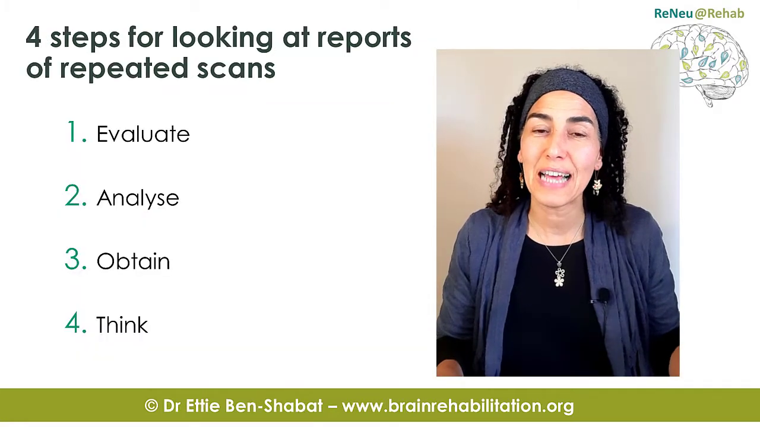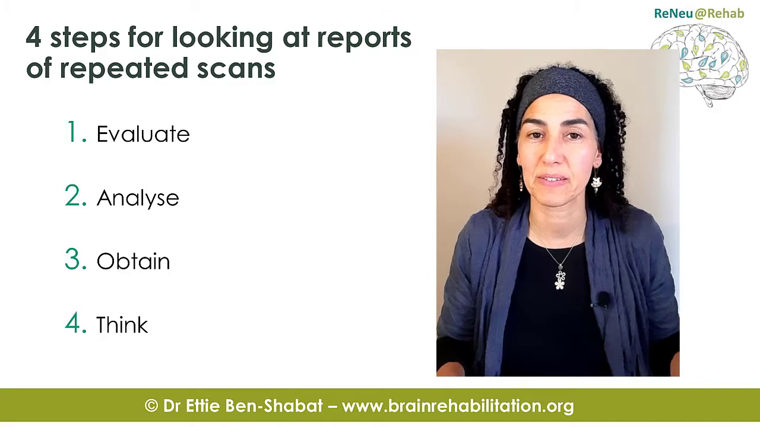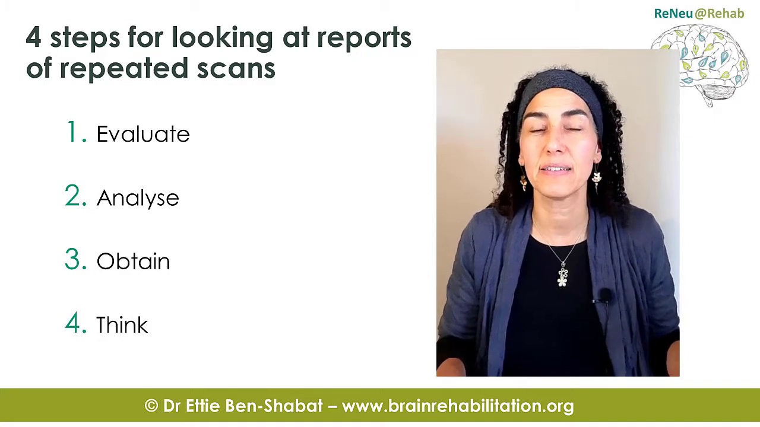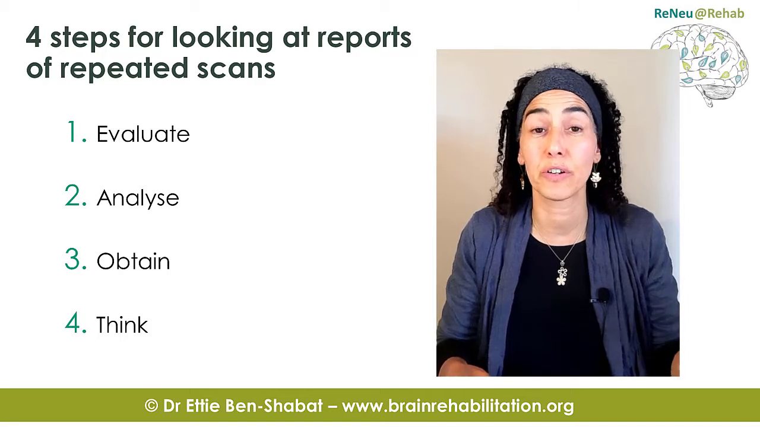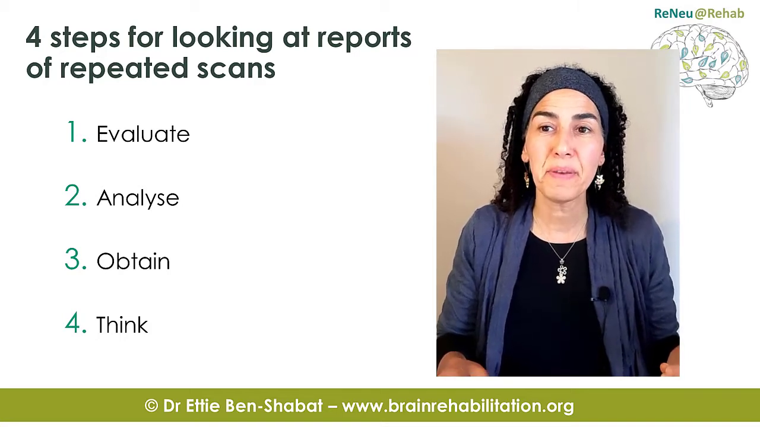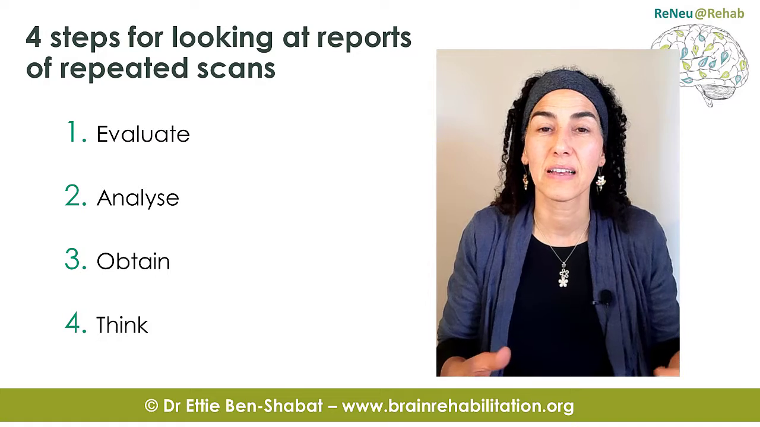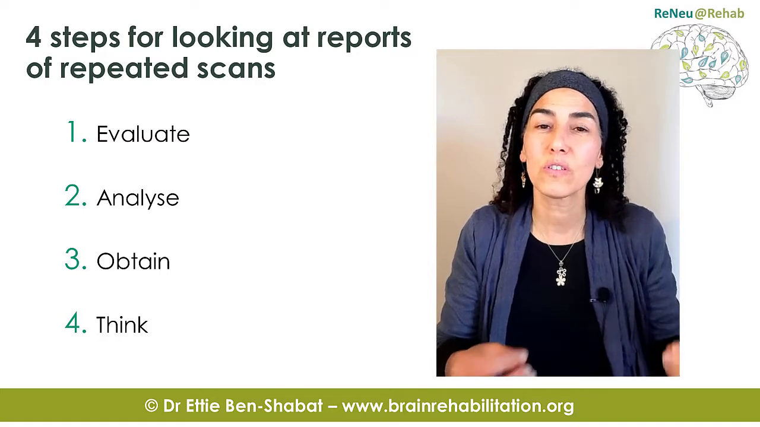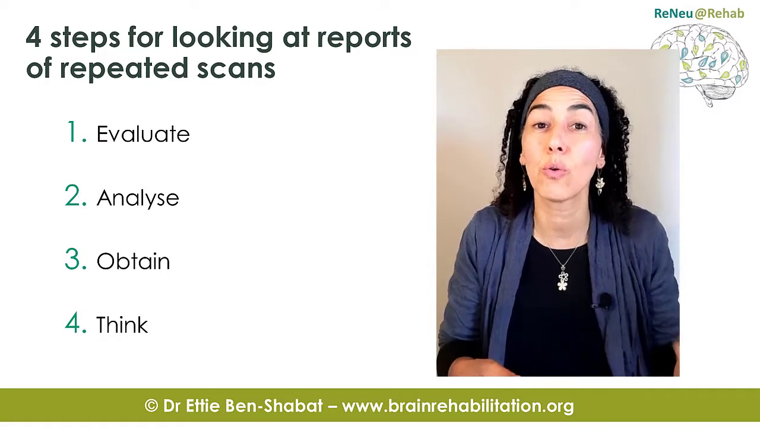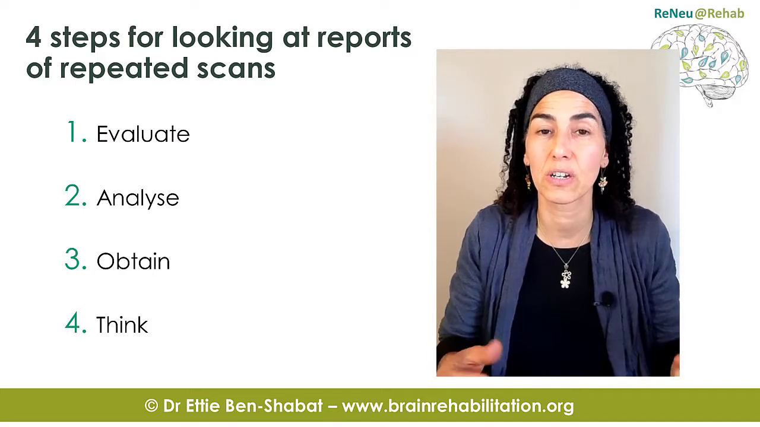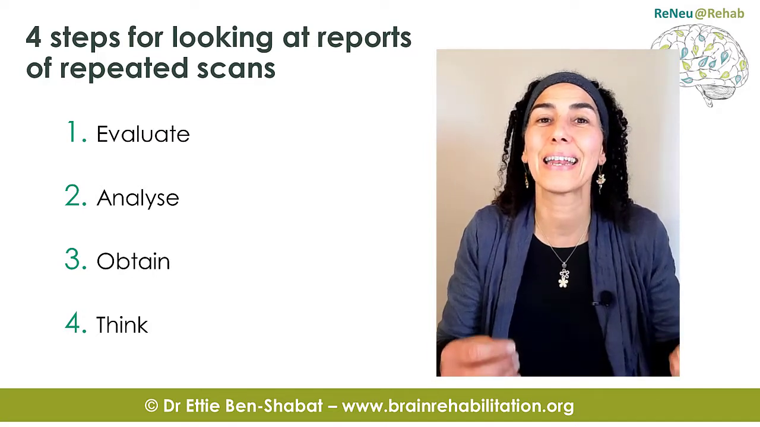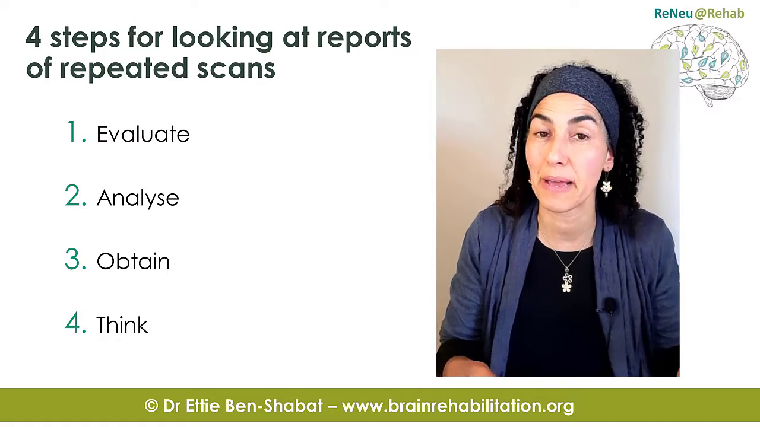And the way to do that is to follow 4 steps. Step number 1 is evaluate. You evaluate what sort of information is there and what sort of information is not there. Step number 2 is analyze. And that's about, okay, what sort of additional information do I need as the treating clinician or rehabilitation clinician? What is the information that I need to be able to treat this person better?